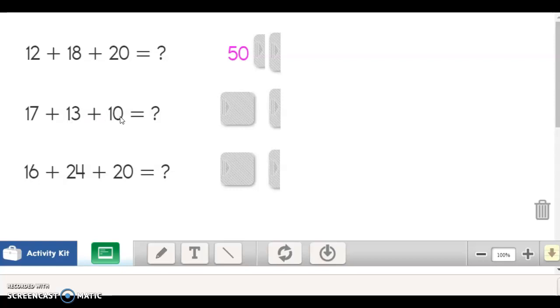All right, let's look at this one. I see a 7 and a 3. There's a combination of 10. 10 and 10 and 17 is 20. 10 and 13 is 30. 10 and 10 is 40.